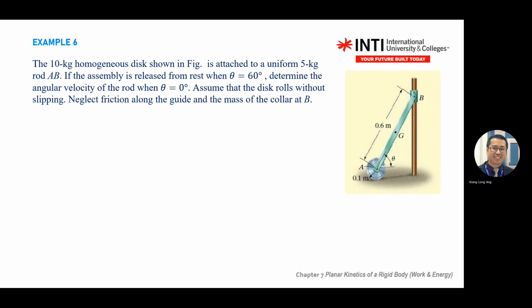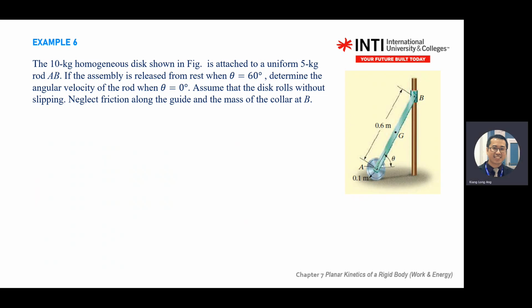Here, released from rest, again the rest, when theta is 0, theta equal to 60, determine the angular velocity again. So when this one is 60 and then you release, this one will roll and this one will turn to horizontal. So you're focusing on rod AB actually. The motion of this one rotating to this one is clockwise. So assume this rolls without slipping. Ignore friction of the guide here, ignore the friction over here, and the mass of the collar B. The purpose of this rod is just to tell you the velocity of B. The direction of B will go down.